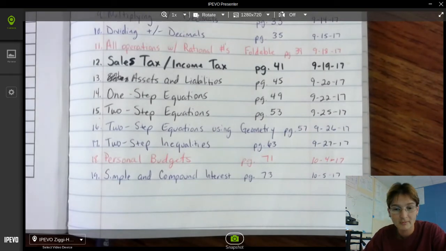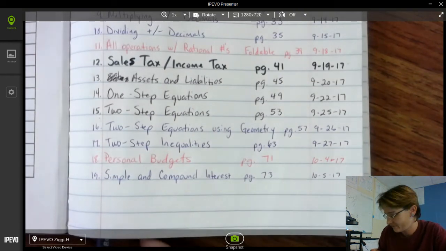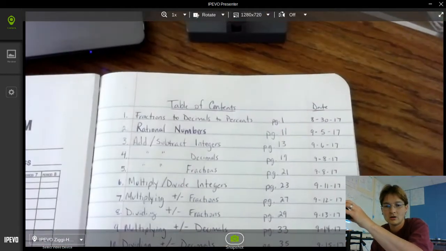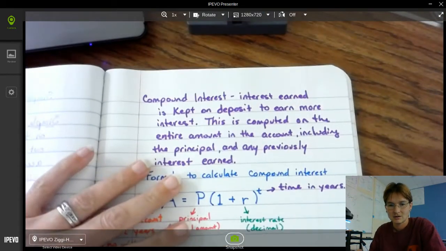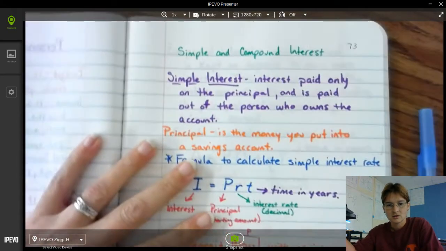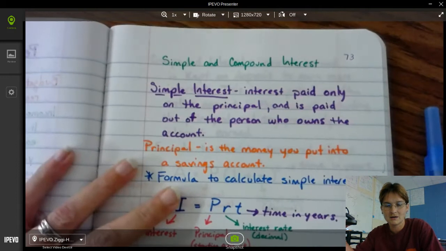All right, so simple and compound interest, we're going to start on page 73. And today's date is the 5th. So go ahead and turn to that page when you get a chance. And there it is. So simple and compound interest.